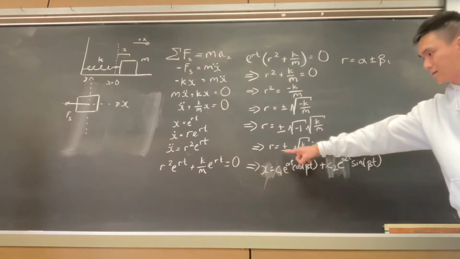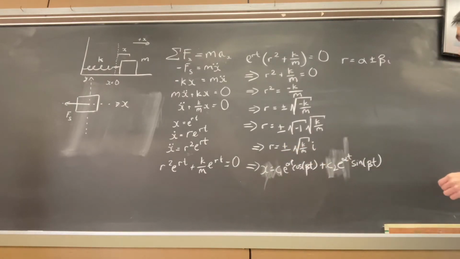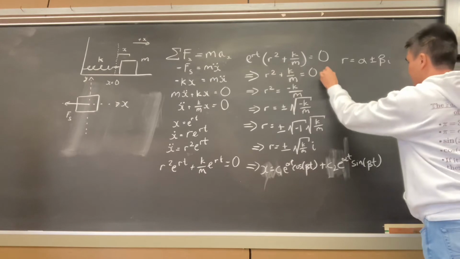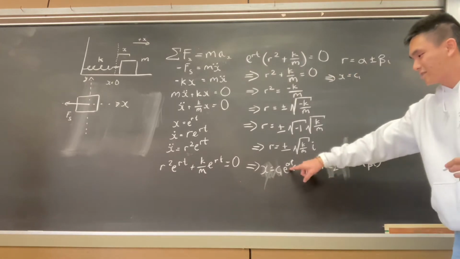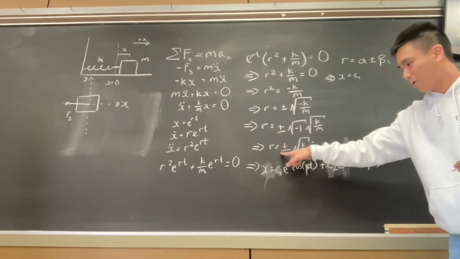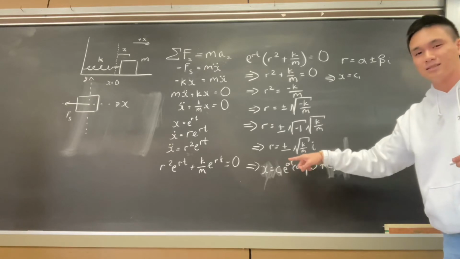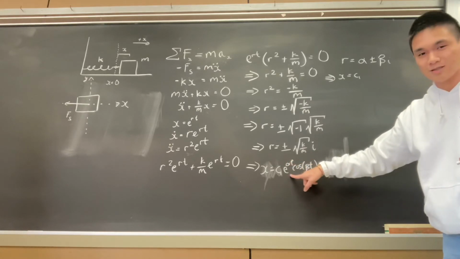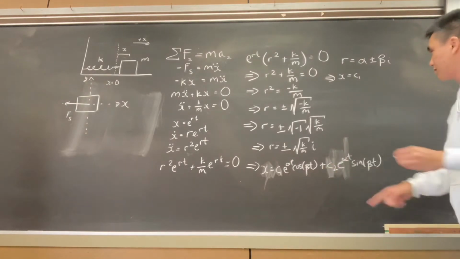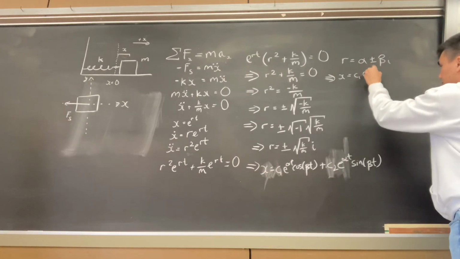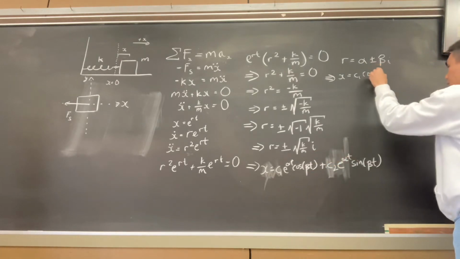So in this case, our alpha is 0 and our beta is the square root of k over m. So I'm going to go ahead and plug it in here. So x is equal to c1 e to the alpha t, alpha is 0, so e to the 0 times t, e to the 0 is just 1. So, bye-bye, I don't have to write that down. And then cosine of beta t, where beta is the square root of k over m.